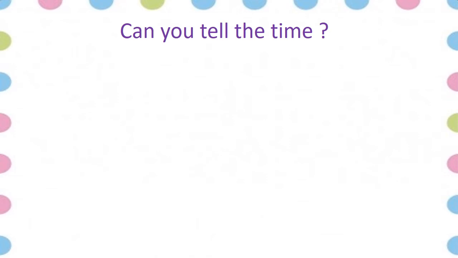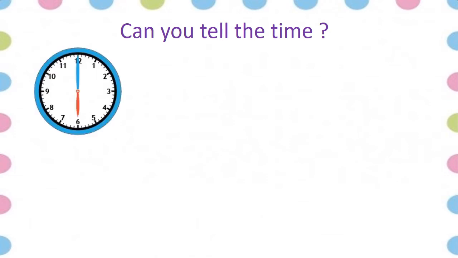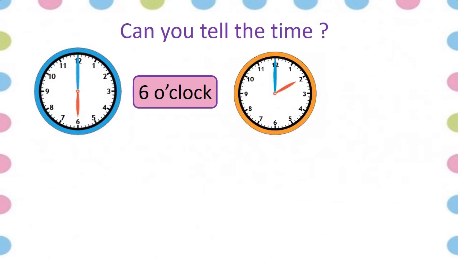Now can you tell the time on these clocks? Here the minute hand points at 12 and the hour hand points at 6. So it is 6 o'clock. In this clock, what's the time? Yes, it is 2 o'clock.